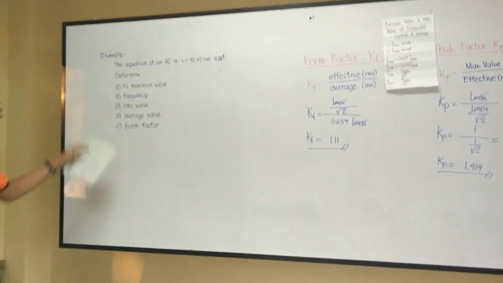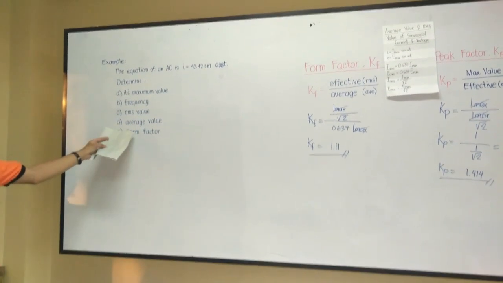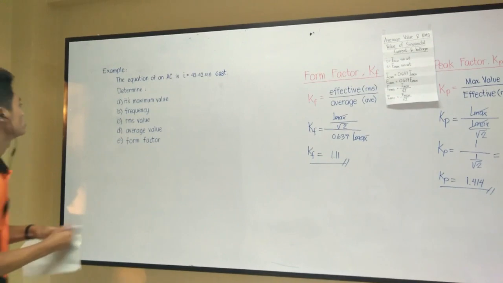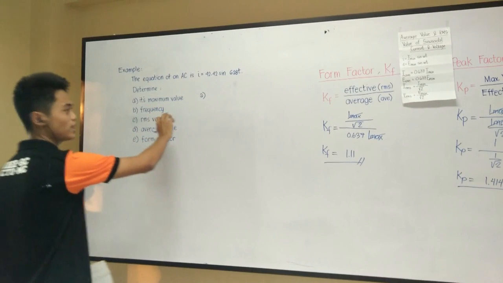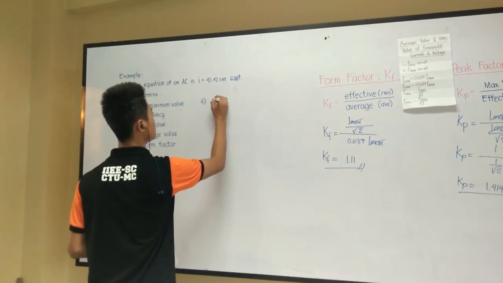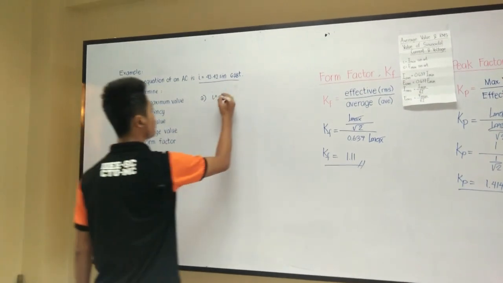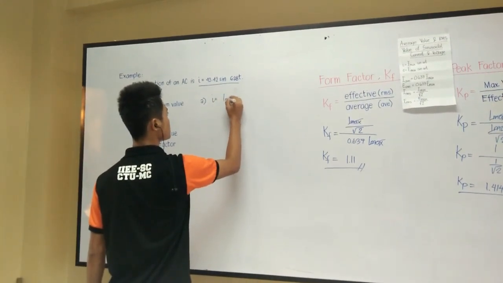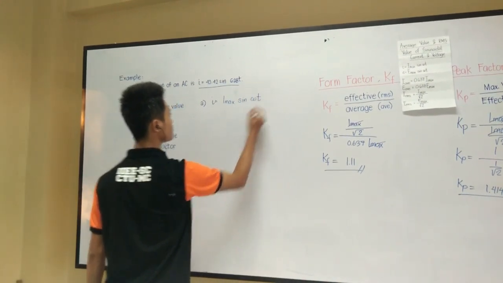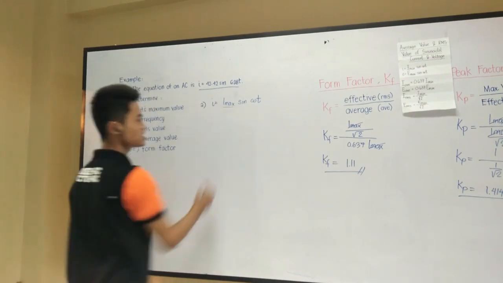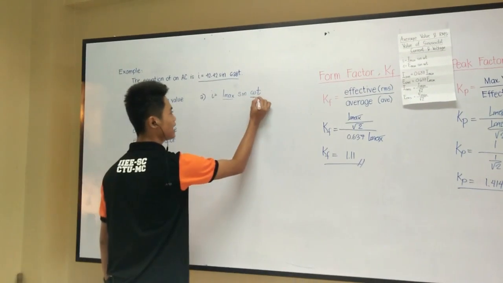So determine its maximum value, frequency, RMS value, average value, and form factor. So, maximum value. This function given can be written in the form of I equals I max sine omega t, where the I max is the maximum value of current and omega is the frequency, omega t.